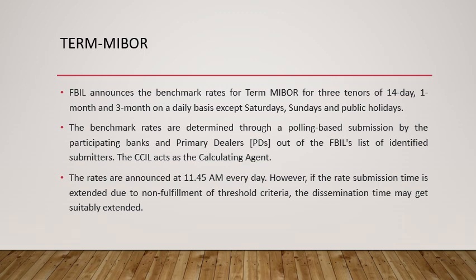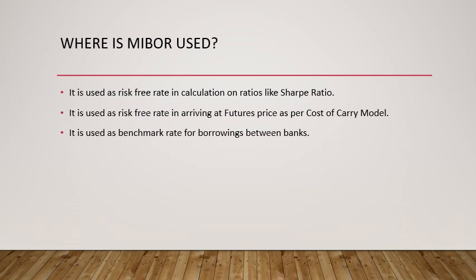So what exactly are the uses of Mibor? Where can we use Mibor? We can use it in many places. It is used as a risk-free rate in calculation of ratios like the Sharpe ratio. So mutual funds which publish the Sharpe ratio use the FBIL data as the risk-free rate. It is used as the risk-free rate in arriving at futures price as per the cost of carry model. So we know that the cost of carry model takes into consideration spot price multiplied by 1 plus rate of interest raised to time. That rate of interest is nothing but the Mibor rate, and it can also be used as a benchmark for borrowing between the banks, because it is effectively borrowings of the banks. If banks have to trade amongst themselves, they can also use this benchmark.